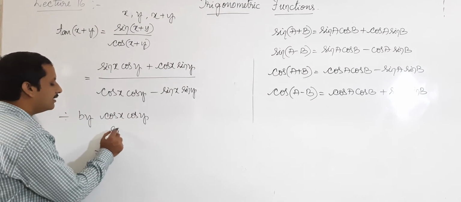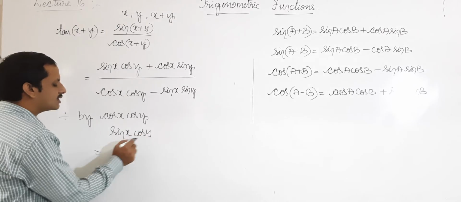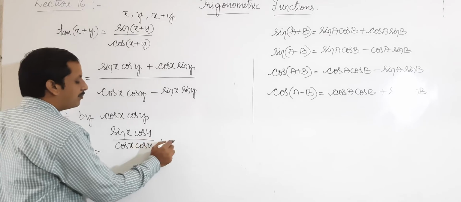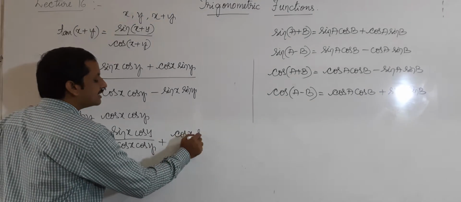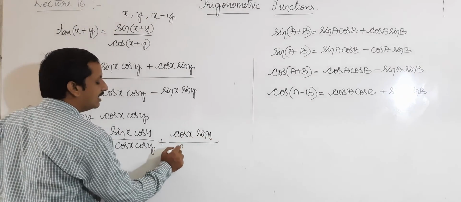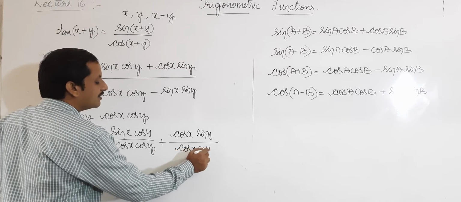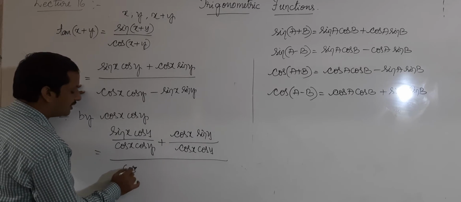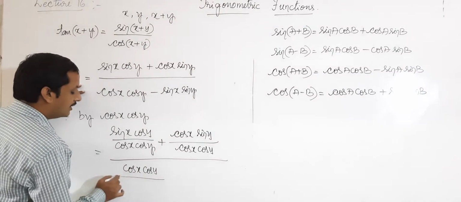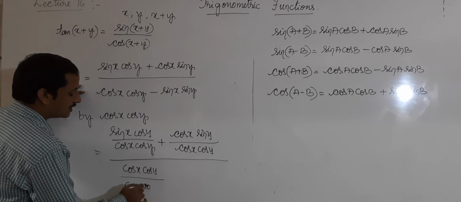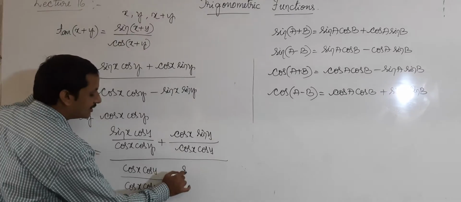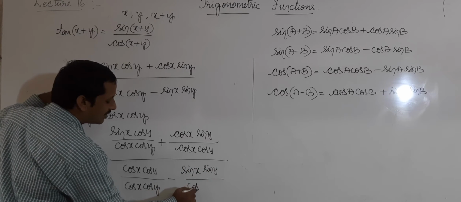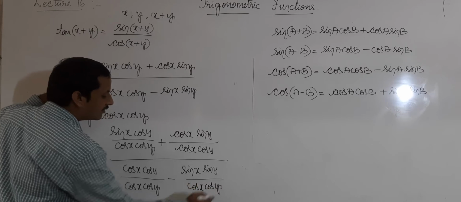So when I do that, here in the numerator we get sin x cos y divided by cos x cos y plus cos x sin y divided by cos x cos y, whole divided by, in the denominator, cos x cos y divided by cos x into cos y minus, see when I say I am dividing, I have to divide both the numerator as well as denominator, cos x into cos y.